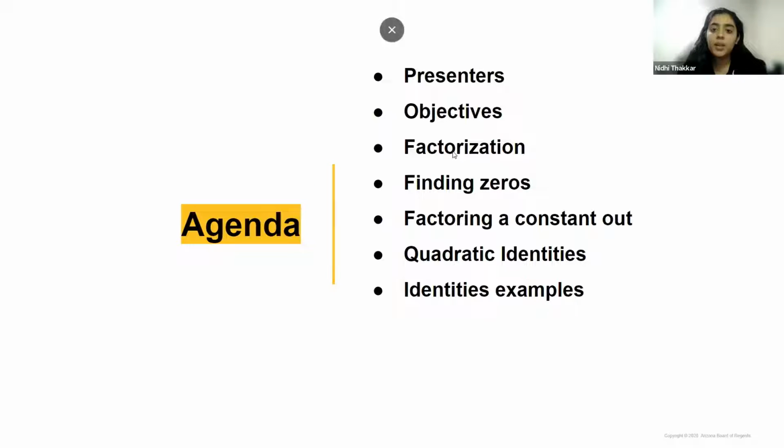So we'll go over factorization, finding zeros, factoring a constant out and finding zeros, quadratic identities, and some examples of quadratic identities. So we'll go over each of these topics and do some example problems on them.